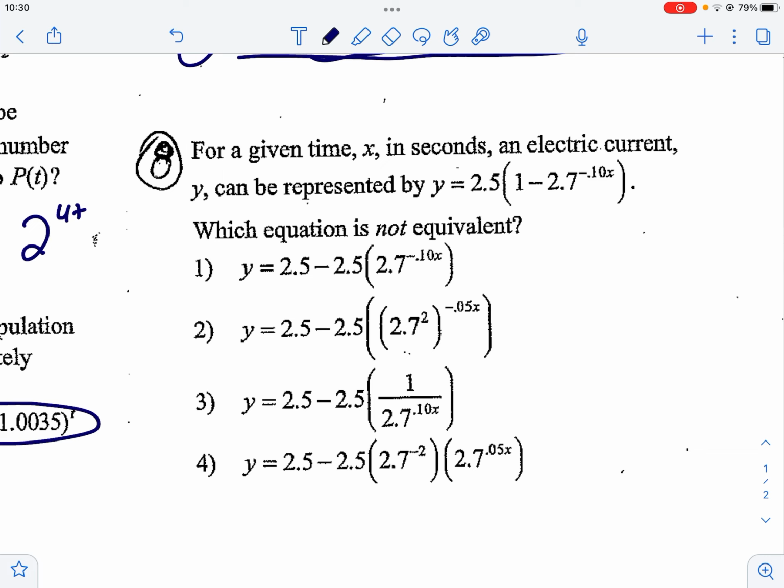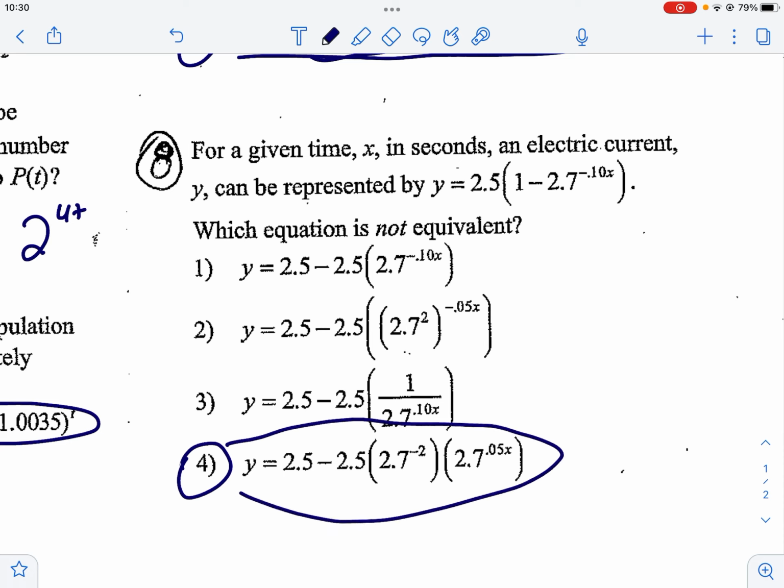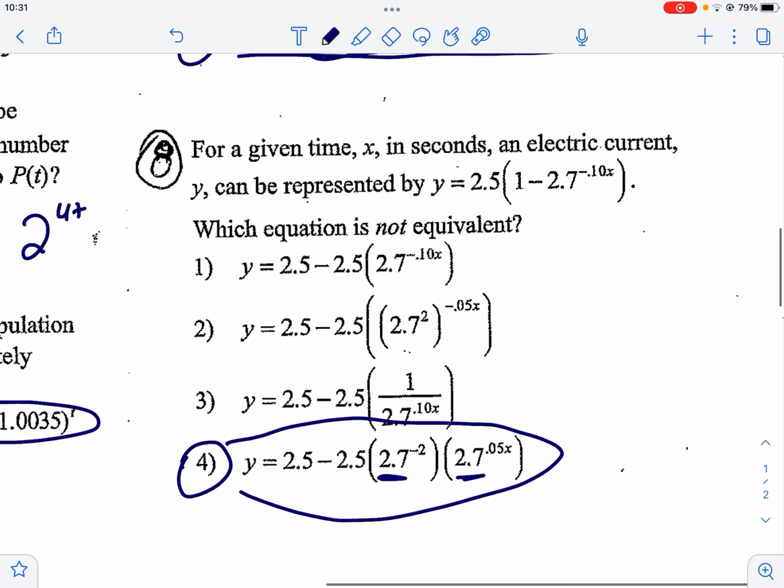For number 8, we're again asked to think back to the rules of exponents. So we'll start by saying the correct answer is D. D is not equivalent, and we'll talk about why. Again, thinking back to what we talked about before, if you multiply together two exponents with the same base, you would add the exponents. So this would become 2.7 with an exponent of -2 plus 0.05x. That's not going to end up with -0.10x. That's why answer choice 4 is not equivalent.